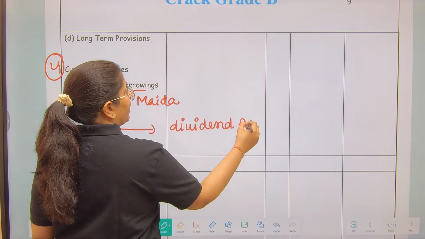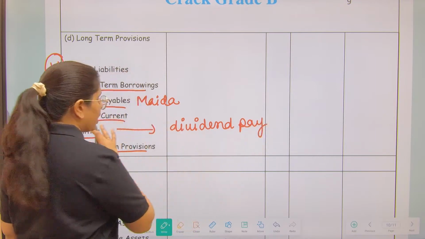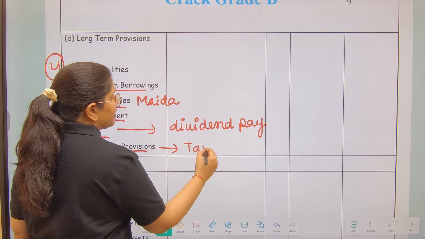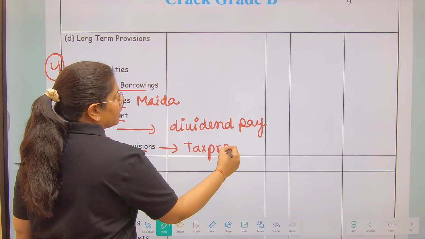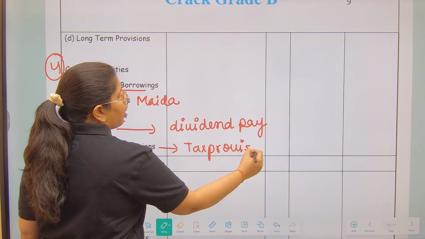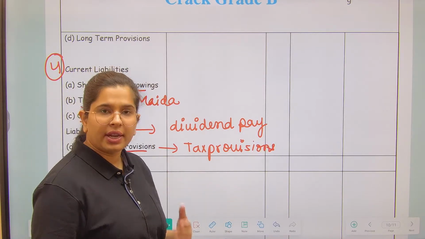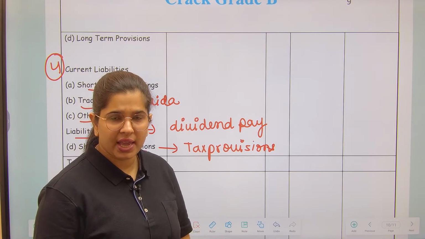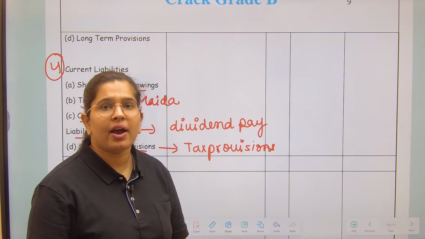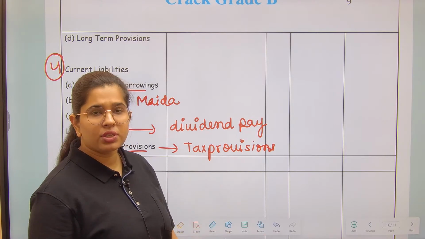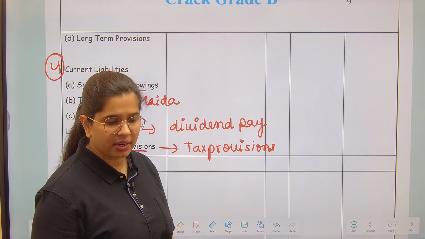Dividend payment has to be made within a year. So this is your other current liability. Short-term provision can be tax related provisions, because whatever amount we have calculated or whatever the provision which we have made, we know that we have to make the tax payment within a year. So in short-term provisions, your tax provisions can come.